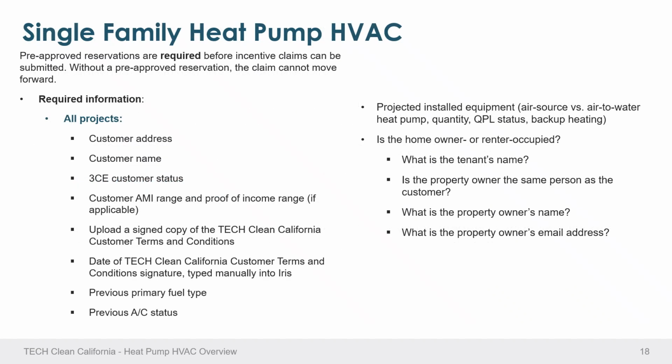Valid reservations must have the following required information in Iris: the customer address, customer name, the 3CE customer status, the customer's AMI range, a signed Tech Customer Terms and Conditions document uploaded to Iris, as well as a date of the Tech Customer Terms and Conditions that were signed, manually inputted into Iris, the previous primary fuel type, the previous air conditioning status, the projected installed equipment details including quantity, QPL status, as well as if backup heating is in place.